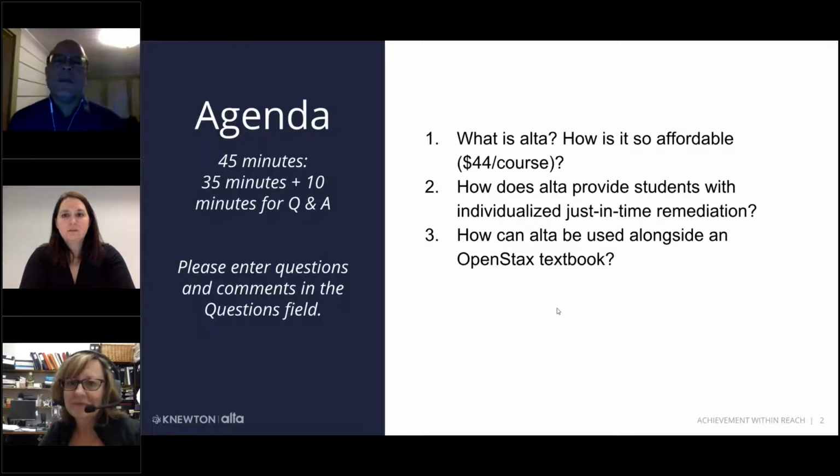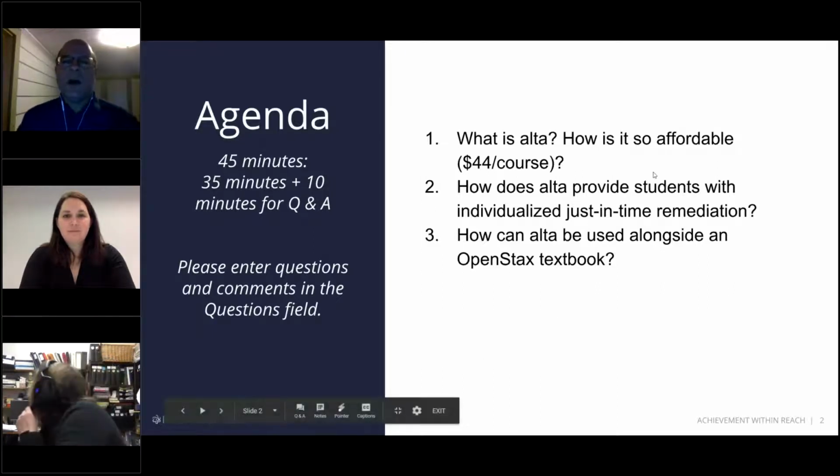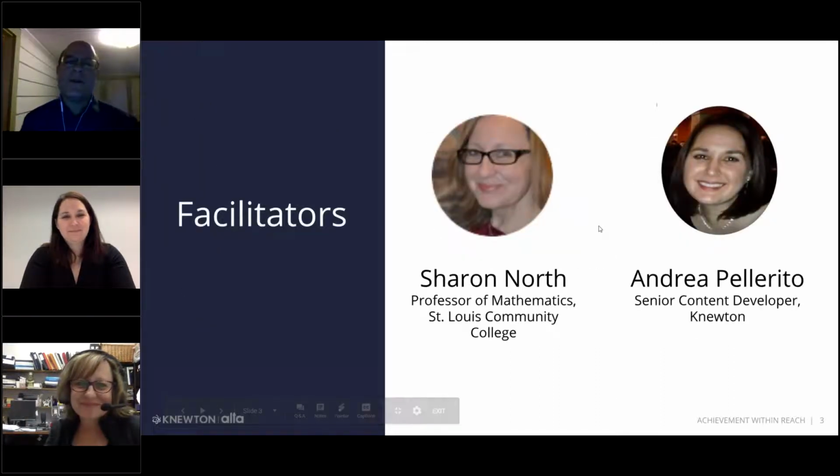Our session is 45 minutes, leaving some time for questions, and what we're really going to cover is: what is Alta? How is it so affordable? How does it work? Why is it a useful tool for calculus? And some best practices from someone who's actually using it with OpenStax. Our facilitators helping us to answer those questions are Sharon North, Professor of Mathematics at St. Louis Community College, and Andrea Pellerito, a Senior Content Developer at Knewton.